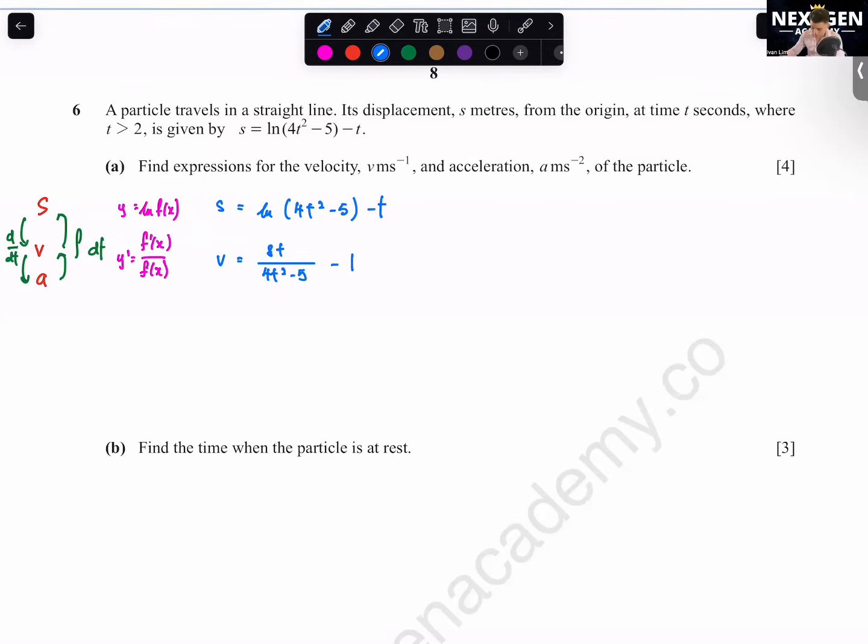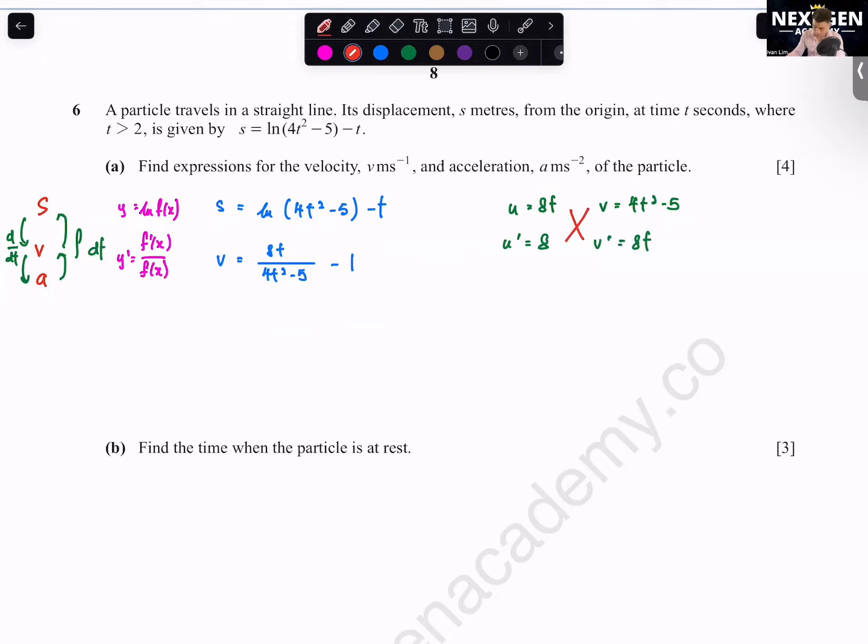They want us to find v, and they also want us to find a. For a, we only need to differentiate this one here, because this one is a quotient rule. The minus t will give you 0. So for the quotient rule, I need to use u, v, u prime and v prime. Maybe I write here: u equals 8t, v equals 4t squared minus 5, u prime is 8, v prime is 8t.